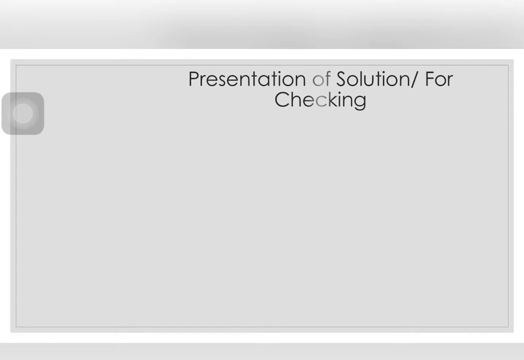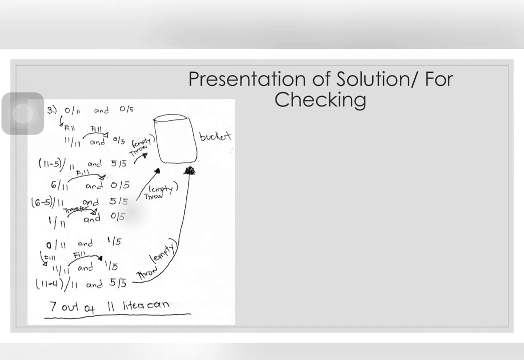This is the presentation of the solution that I will be using in checking if my answers are correct. I will be using fractions here to represent my answer. 0 over 11 and 0 over 5 represent an empty 11-liter can and a 5-liter can. The first step is I will fill the 11-liter can using the faucet. Then I will transfer 5 liters of water to the 5-liter can. So the amount of water in the 11-liter can will be 6 over 11 in fraction.